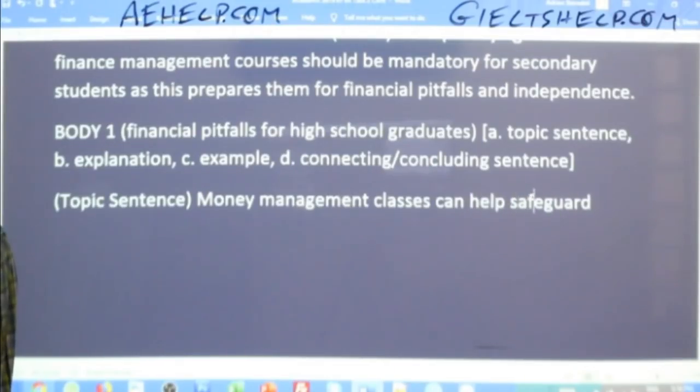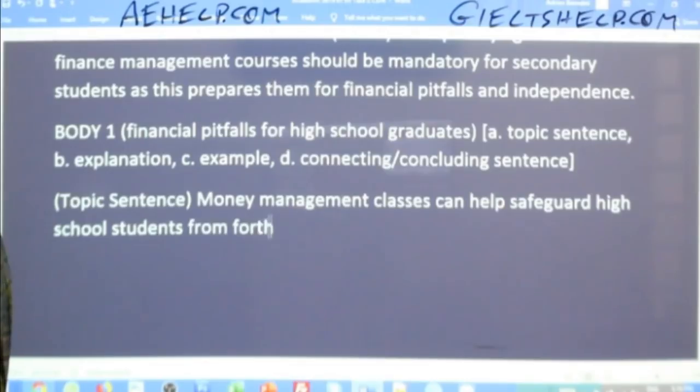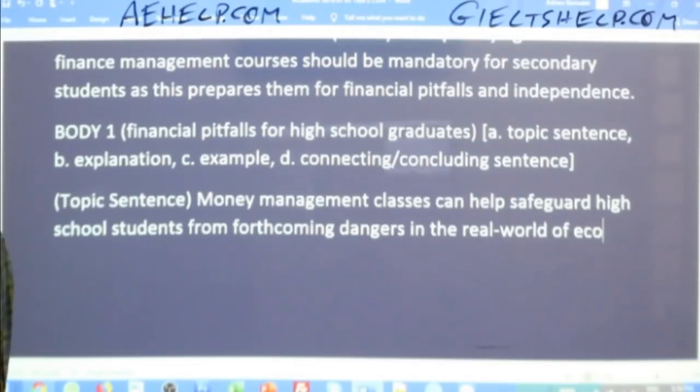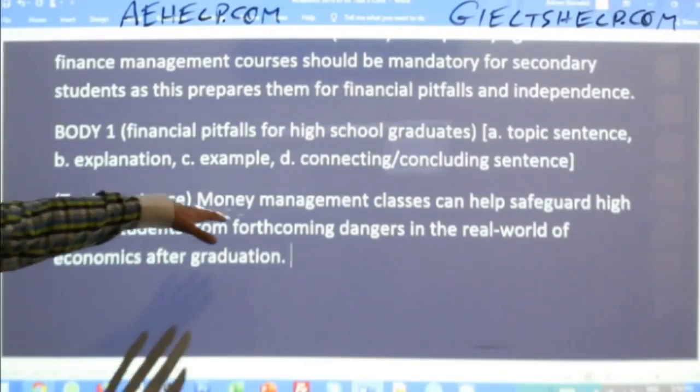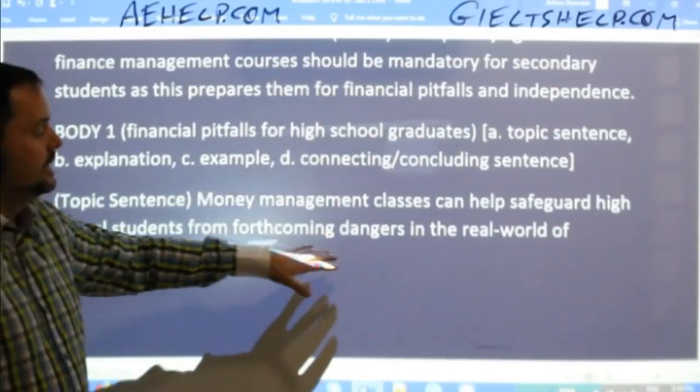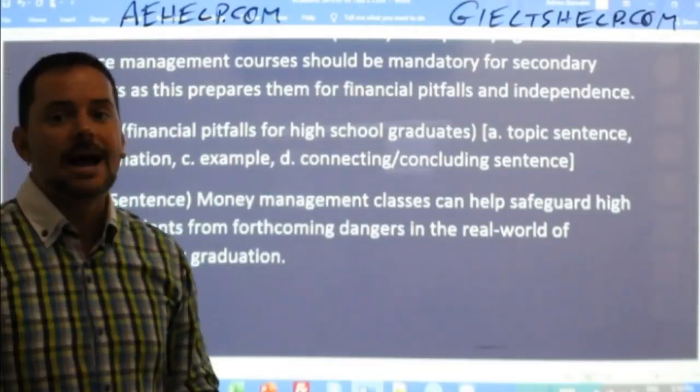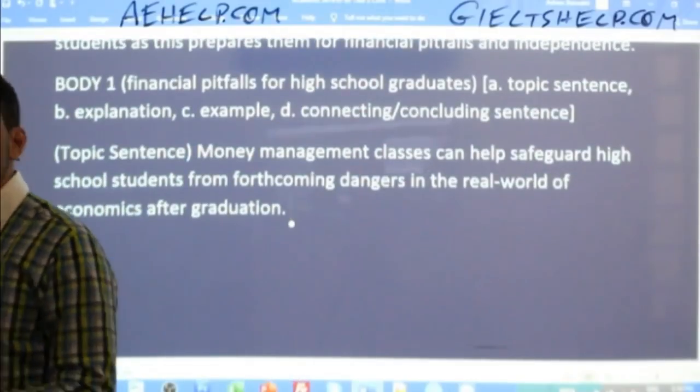So money management classes can help safeguard high school students from forthcoming dangers in the real world of money, economics. I don't want to repeat money. After graduation. So that's my topic sentence. Money management classes can help safeguard high school students from the forthcoming dangers in the real world of economics after graduation. Sure. Okay, that works well. Thank you for setting the foundation for that, Marasa.